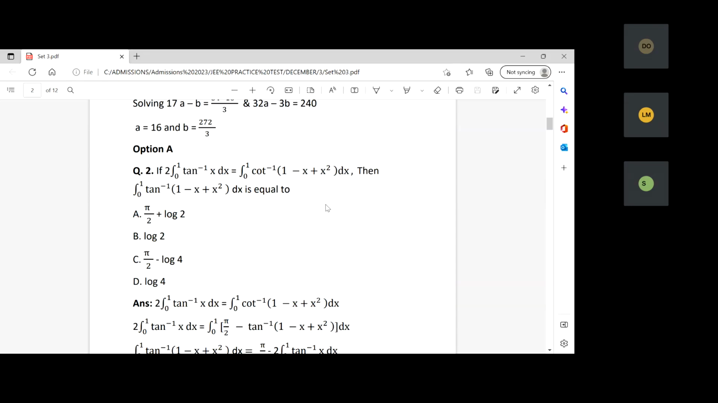There is a relation between tan inverse and cot inverse. How will I be able to reframe it in such a way that I'll be able to find the integral of 0 to 1 tan inverse of 1 minus x plus x square dx? This is what you should think: how you can manipulate what is given in the question in such a way that you'll get to the answer.